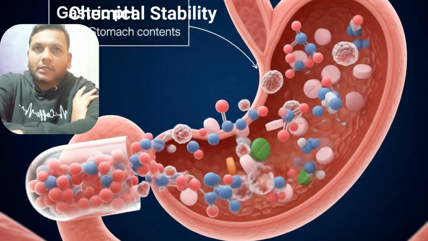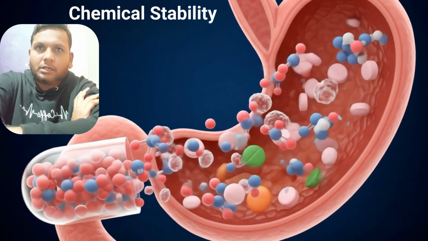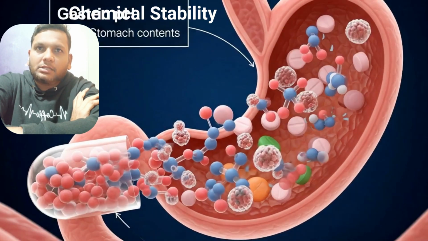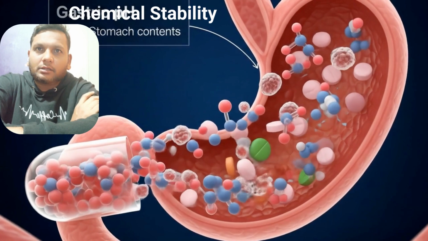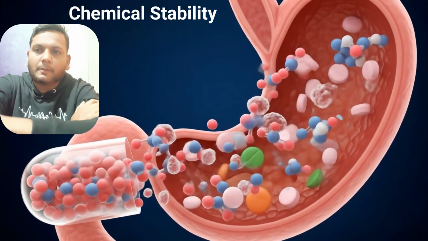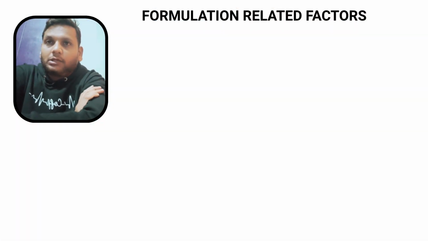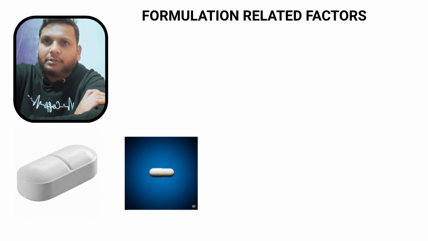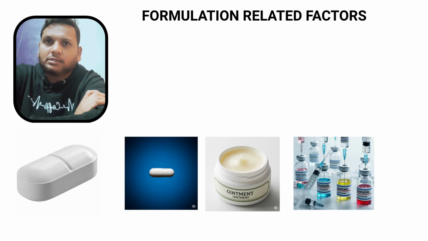Chemical stability. Drugs must remain stable in gastric pH, otherwise they may get degraded. Example, penicillin G gets degraded in stomach, hence it is given via injection. Formulation related factors. We are using various techniques, methods and excipients in order to convert active pharmaceutical ingredient into a suitable dosage form like tablets, capsules, ointments, injectables, inhalers, etc.